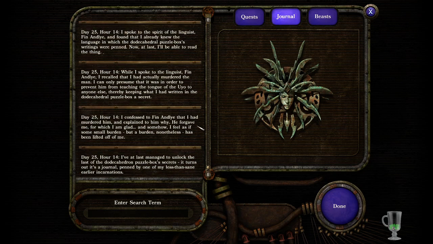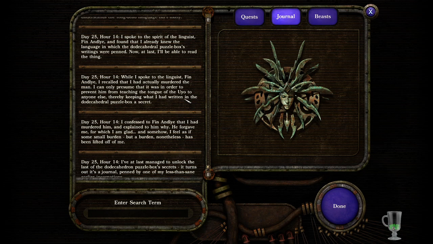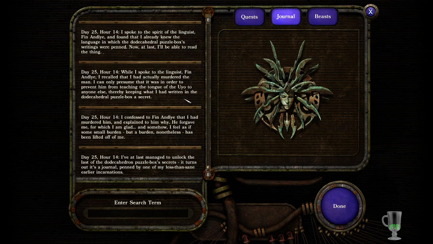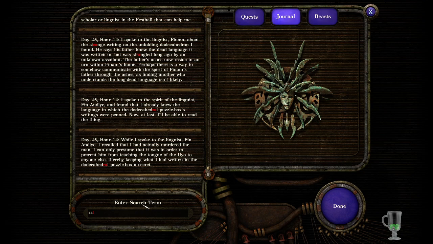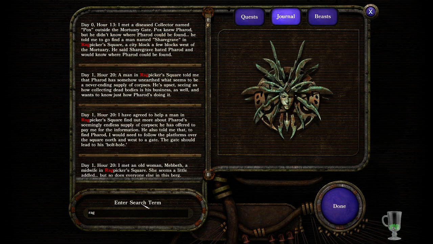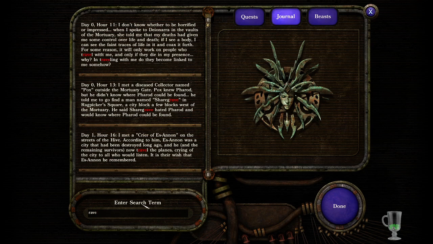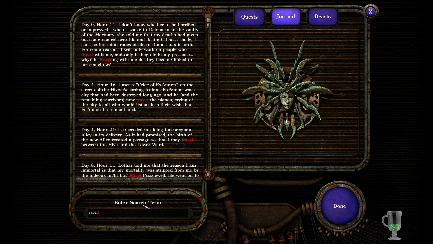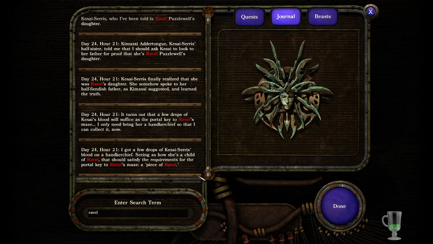Oh, this might be helpful. I spoke to the linguist Finn. Italy, I recall that I had actually murdered the man. I can only presume that it is blah blah blah. And then I can even just type in rag. No. Ravel. Ravel. Okay. This actually might help.